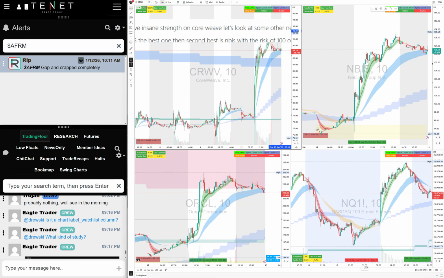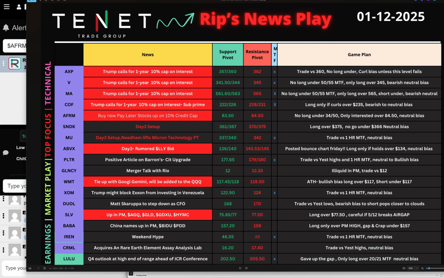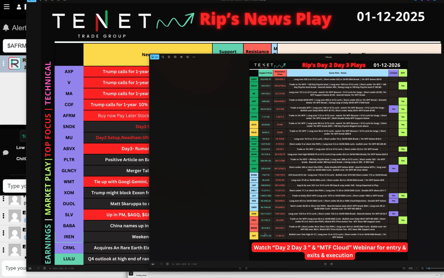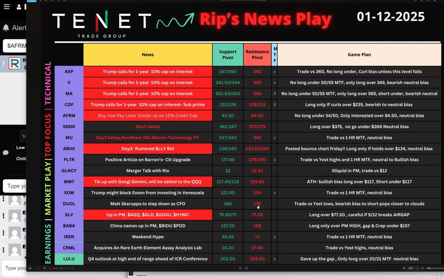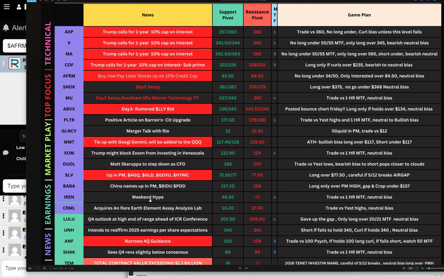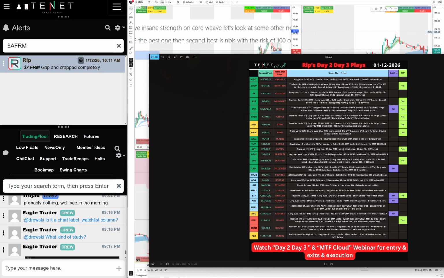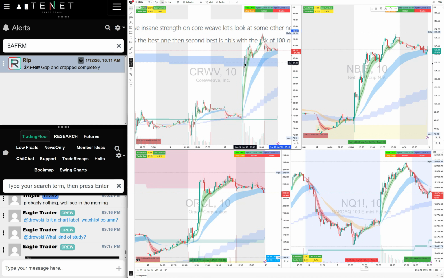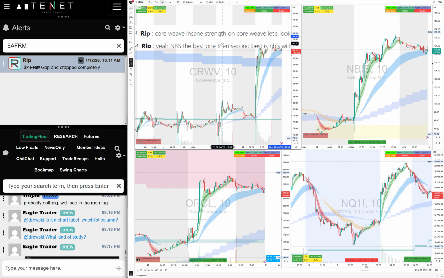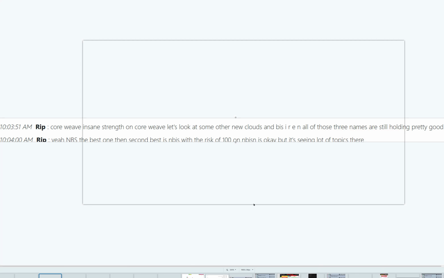Another sector which was pretty strong here, which we always track every day, is our neo clouds. This was our CRWV, NBIS, IREN. These were all our day 2 setups. IREN had a lot of weekend hype. CRWV was along from the MTF to the MTF magnet. I did mention to the traders that CRWV is the strongest name, insane strength on CRWV. Let's look at other neo clouds.